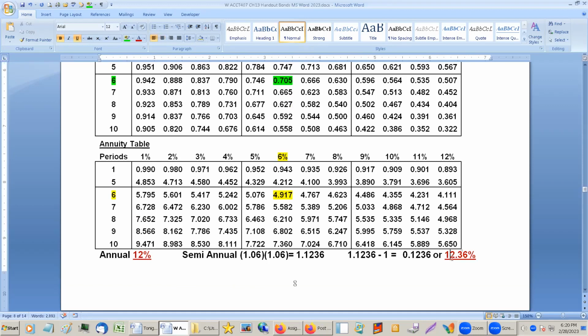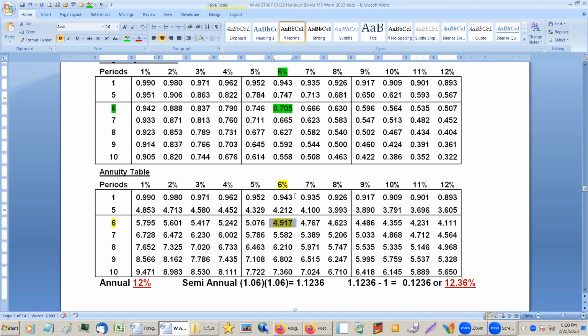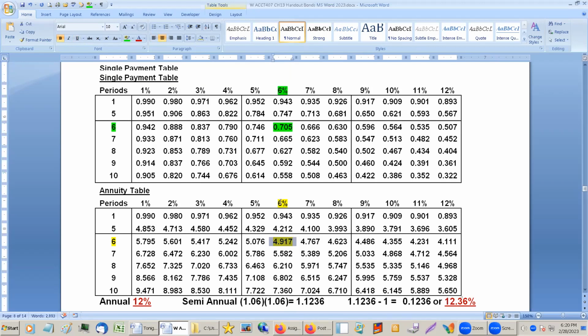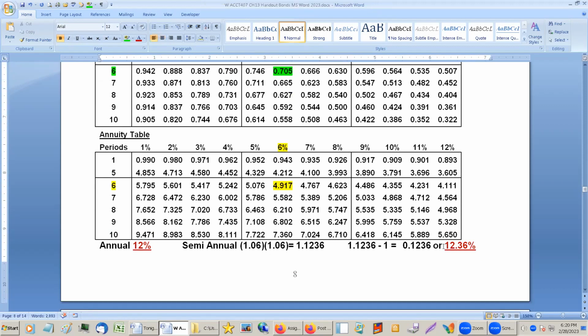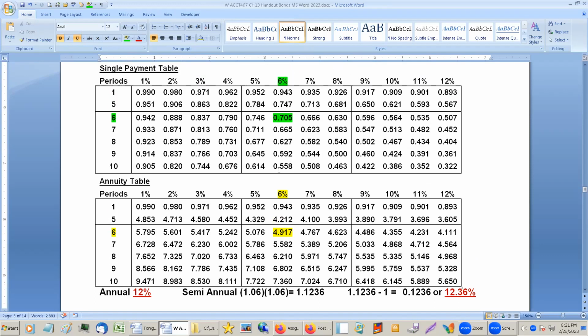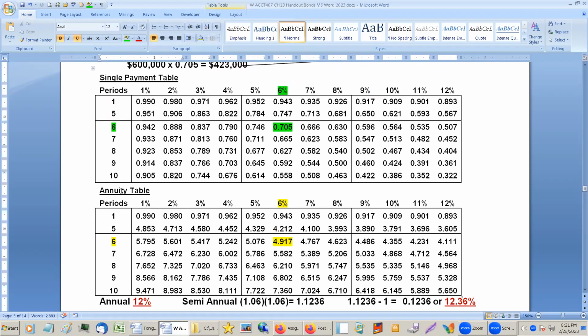So in other words, 6 periods at 6% is more interest payment than, say, 3 periods at 12%. It's going to be a little bit higher because of the compounding. Any question on that? So these two have to match.